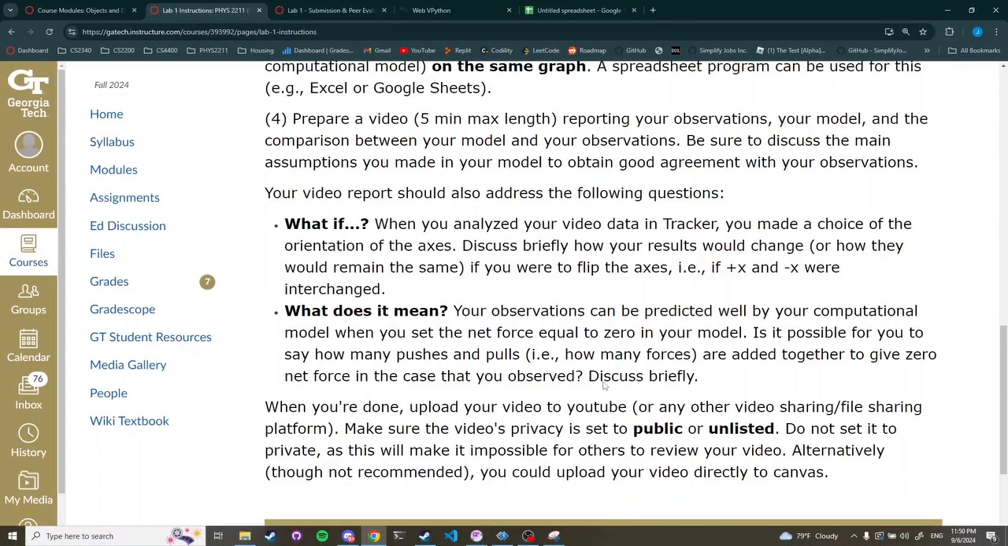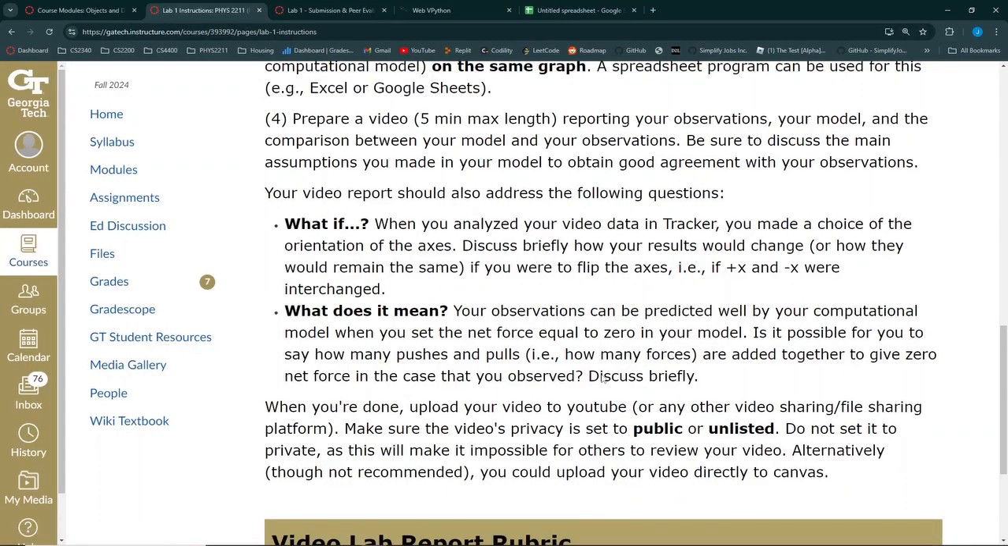Is it possible to state how many pushes and pulls are added together to give 0 net force in the experiment? Well, because the force of the push was applied only instantaneously, it's not part of the net force. The only forces canceling each other out would be gravity and the force of the table pushing back up onto the wheel.